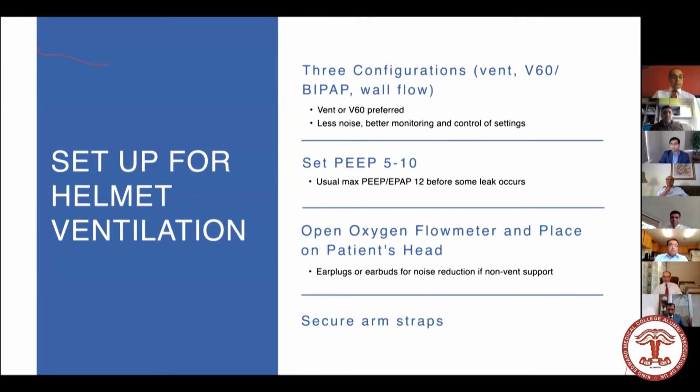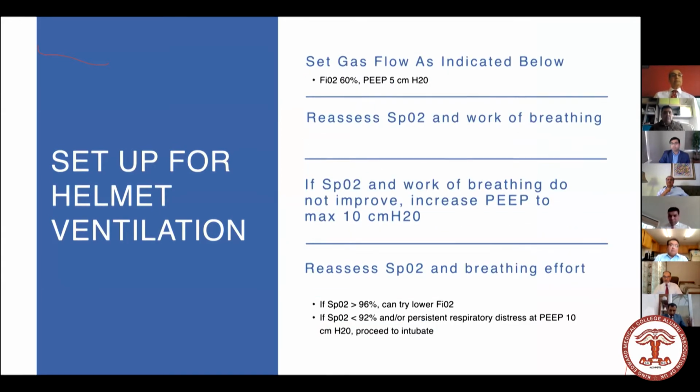And the next one is BiPAP. You set it up at PEEP of 5 to 10, improve the flow, and then after that, you just strap the patient so that it's secure. And then you just reassess the saturation as well as the work of breathing. And if patient does not get better, you increase the PEEP. We use between 10 to 12 in terms of PEEP and inspiratory pressure, up to 10 to 12 on top of that. And if the patient does not get better, then we just escalate to mechanical ventilator.